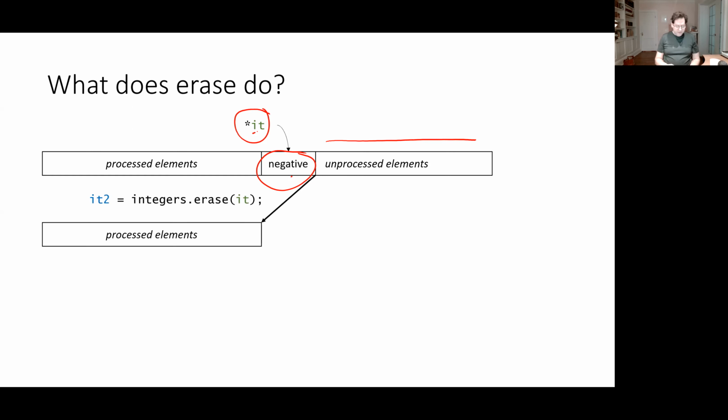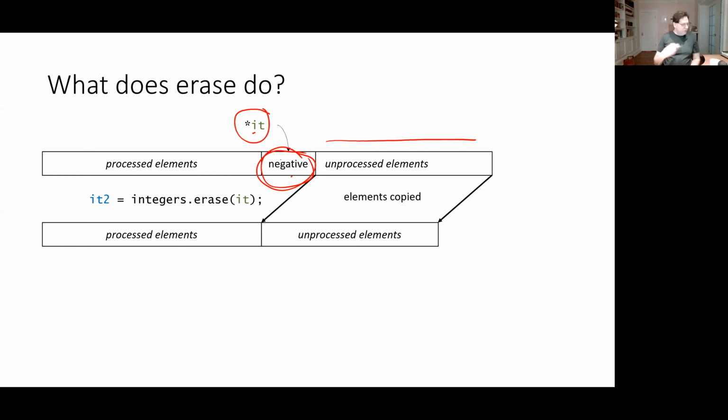So we call erase on it, and basically that negative element is removed, it's destroyed. All of the ones after it are copied over. A vector can't have a gap in the middle, so these all have to be shifted over one, which is actually quite a lot of work. You don't do it yourself, but inside the vector class, it's copying every single one of these elements over. And then it returns an iterator to the next element that you should look at, the next one that exists, which is right here. So erase did a reasonable amount of work.